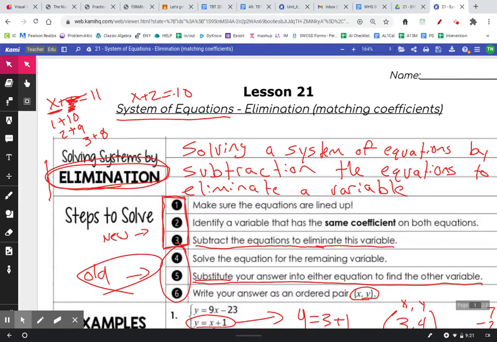Hop back into next lesson. 22 will be some more elimination, but again, some problems that maybe aren't set up and ready to go for us. We have a little bit of prep work to do.